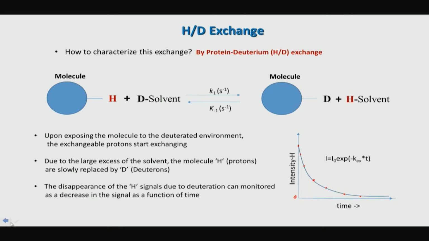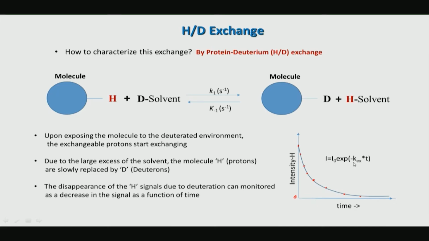So, by measuring a large number of intensity points in between, we can measure these points and fit them to this equation, and from that equation we can extract the exchange rate, K exchange. That is very useful because if K exchange is slow, we can say that it is protected, and if it is fast, we can say it is exposed.